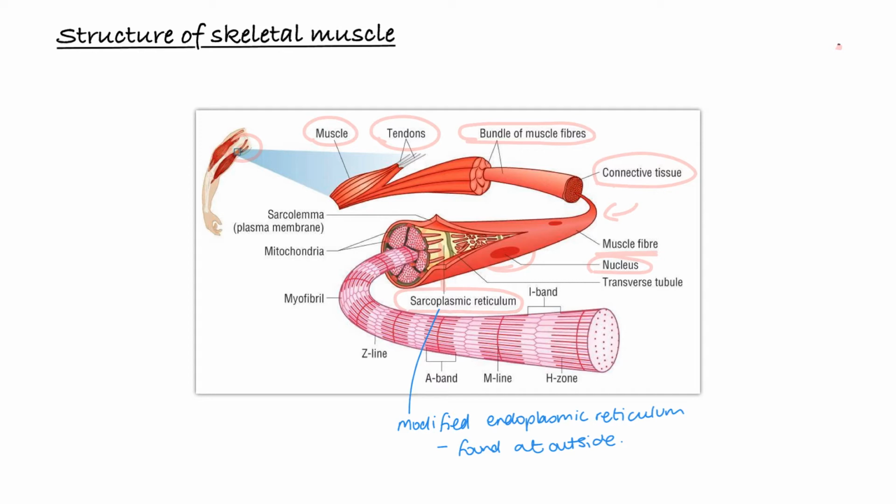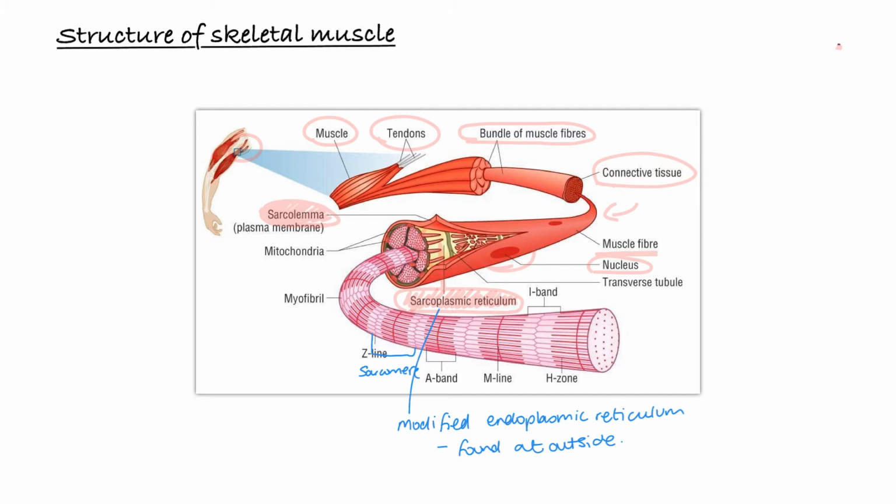So sarco is one of the prefixes that we have with muscle cells. You can see sarcolemma is the modified plasma membrane. Sarcolemma is really just the name we give to the cell membrane of a muscle cell. And then sarcoplasmic reticulum is just the name we give to the endoplasmic reticulum in the muscle cell because it performs a really specific function.